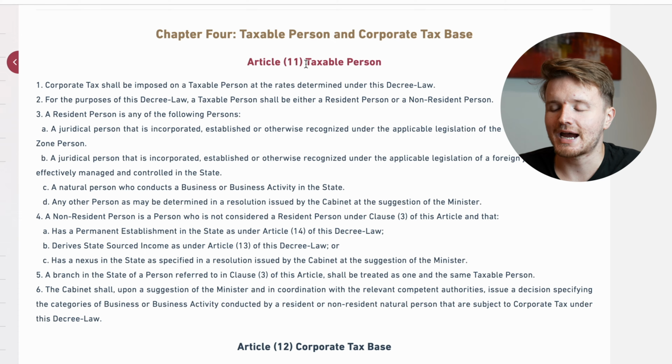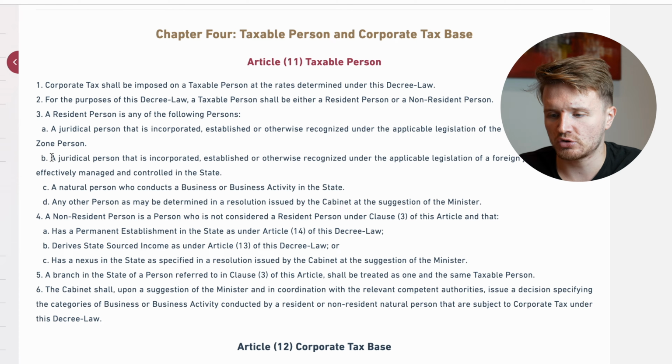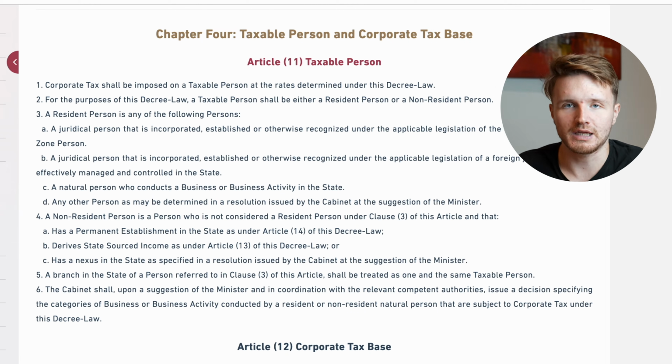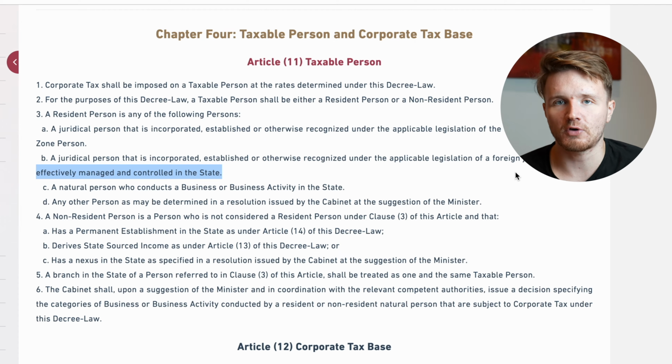If we look at the law in more detail, in the case of the UAE, for example, you can see here the definition of what is a taxable person, i.e. what is a company that is taxable in the UAE. We can see 3B in here, a juridical person, which just refers to a company basically, that is incorporated, established or otherwise recognized under the applicable legislation of a foreign jurisdiction. So that's just legal speak for a foreign company registered outside of the UAE and is effectively managed and controlled in the state.